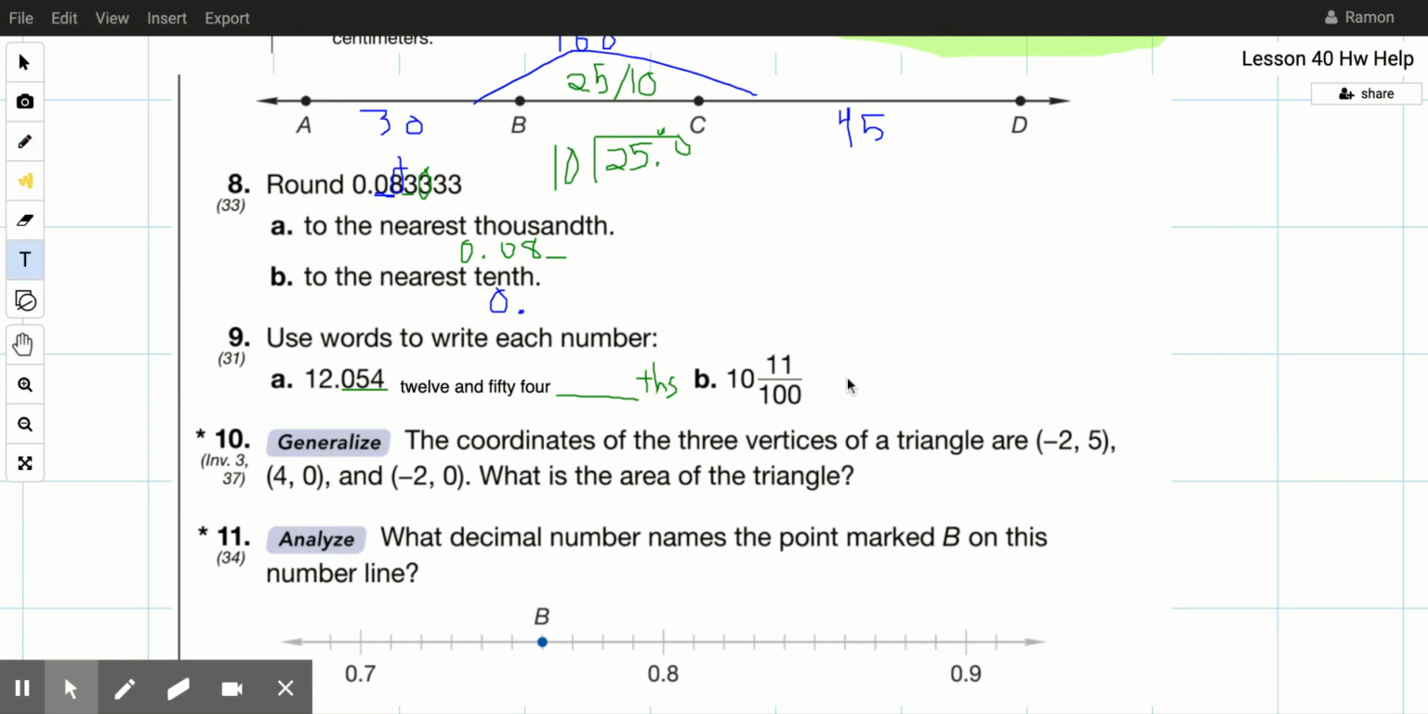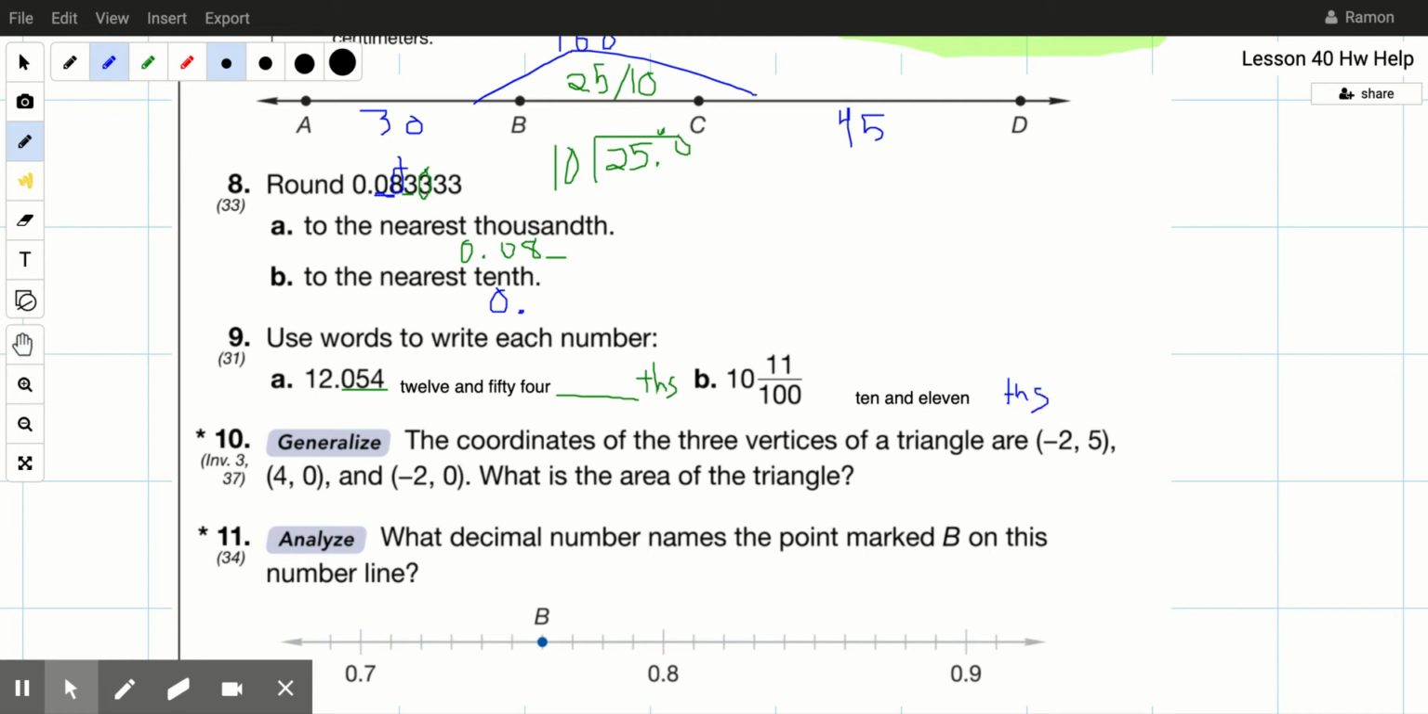Similar story when we have a mixed number. You get the whole number, you put the and, you put the 11. But now the decimal place value is actually the denominator in fraction form, but however, it is still in th, so tenths, hundredths, thousandths.